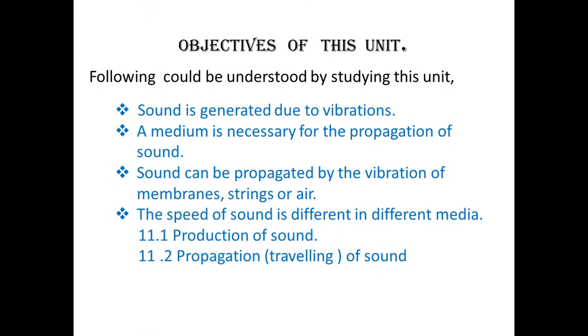Objectives of this unit. Following could be understood by studying this unit. Sound is generated due to vibrations. A medium is necessary for the propagation of sound. Sound can be propagated by the vibration of membranes, strings, or air. The speed of sound is different in different media. 11.1 Production of sound. 11.2 Propagation or traveling of sound.